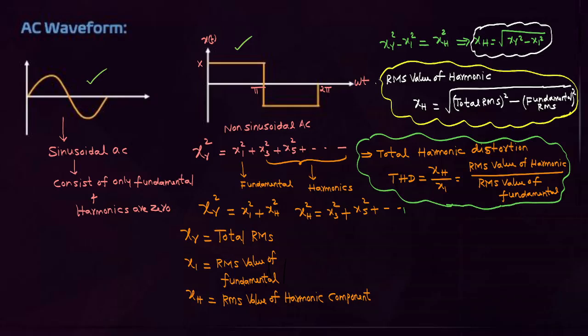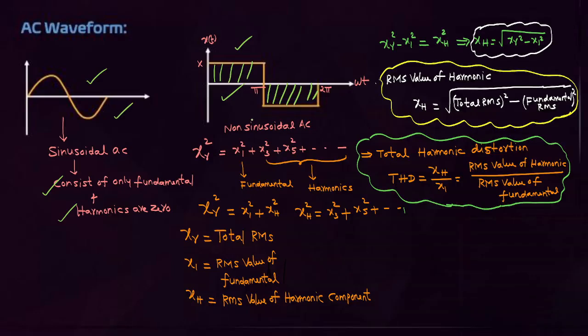In AC, there are sinusoidal and also non-sinusoidal waveforms. This is the sinusoidal AC component. It consists of only the fundamental. There is no harmonic. This is a non-sinusoidal waveform. It consists of the fundamental and harmonics. If it is a symmetrical AC waveform, then it consists of only odd harmonics. All the even harmonics are zero.